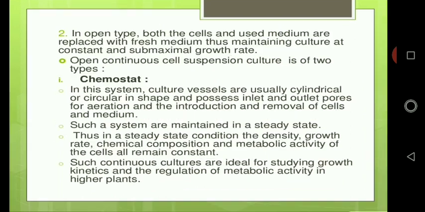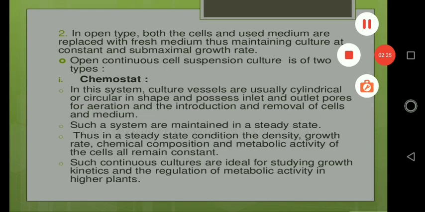Now the next is the open type, in which both cells and medium are removed and only fresh medium is added. In this open type of system, we remove both cells and medium and add only fresh medium. In this way, we maintain the cell number constant. The open continuous system has two types: one is the chemostat and the other is the turbidostat.